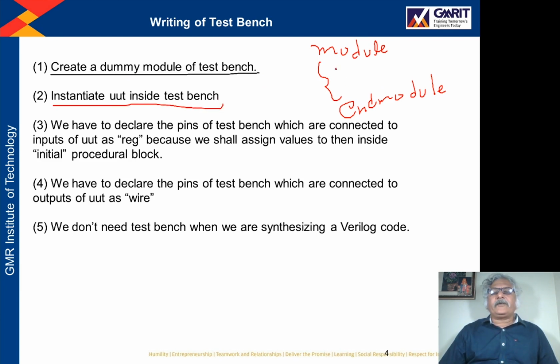So here we have to instantiate, right? You have to give some name for your unit under test, like and_2, and this is uut. Then after that you have to do the instantiation. You have to connect the input and output ports of the unit under test with the test bench.